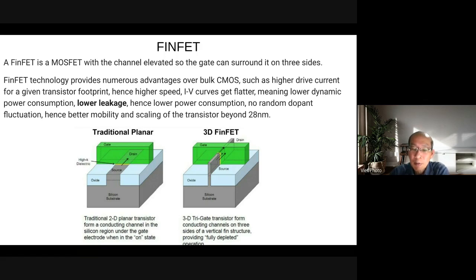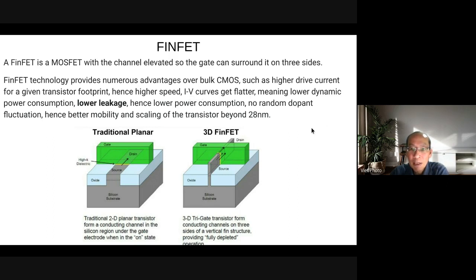Now, the current could be higher, and because it's a three-way impact, when you want to turn off the current, it will be much better. Here you have only one way, the electric field goes from here and goes down. Here it goes directly to the channel, which is more effective. That's why it has lower leakage. And also the IV current gets flattened.